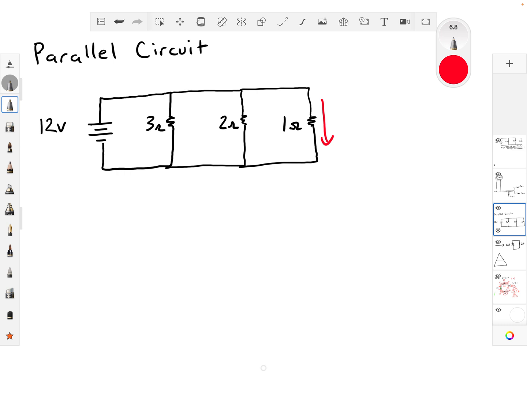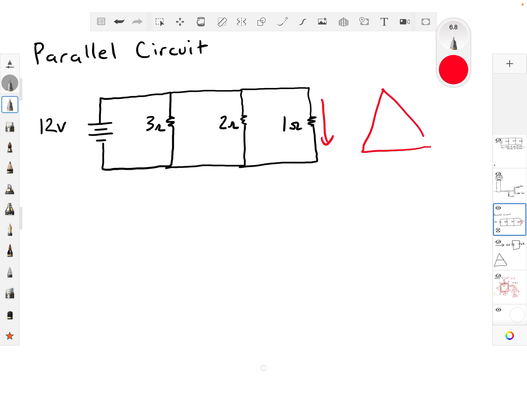Well, first off, do we know the voltage drop across this resistor? So what is the voltage drop across that resistor? Good. You should have said 12 volts, right? Because it gets the full voltage drop. So if we know the voltage drop from here to here is 12 volts, and we have the resistance, can we solve for the current using the Ohm's law triangle? Yes, right?